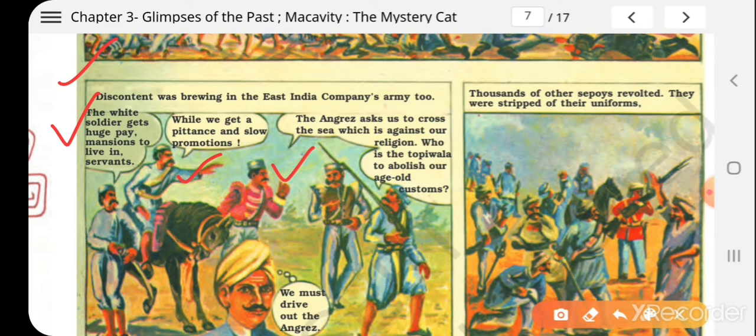So he is showing his anger that these people, these Britishers, are saying us to cross the sea. They wanted them to go to England, okay, but it was against the religion. So he is saying that who is the टोपी वाला, कि कौन है ये टोपी वाले, who will abolish our age old customs, जो हमारे इतने पुराने customs को भी खराब करेंगे. So this person is thinking that we must drive out the अंग्रेज, हमें उन लोगों को बाहर निकालना चाहिए.